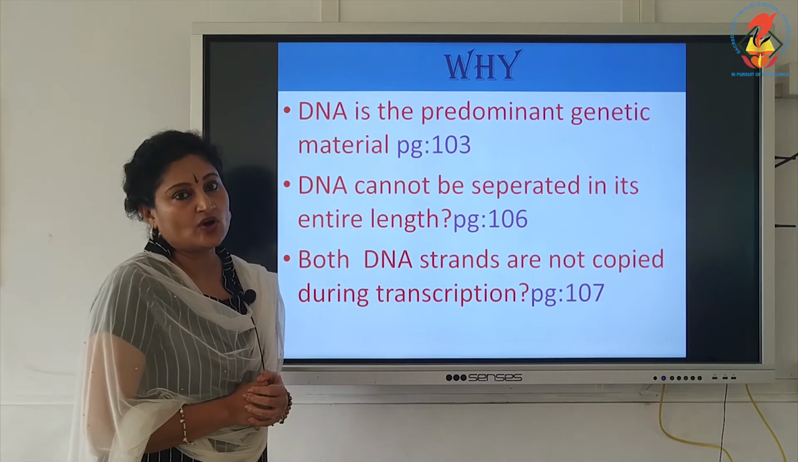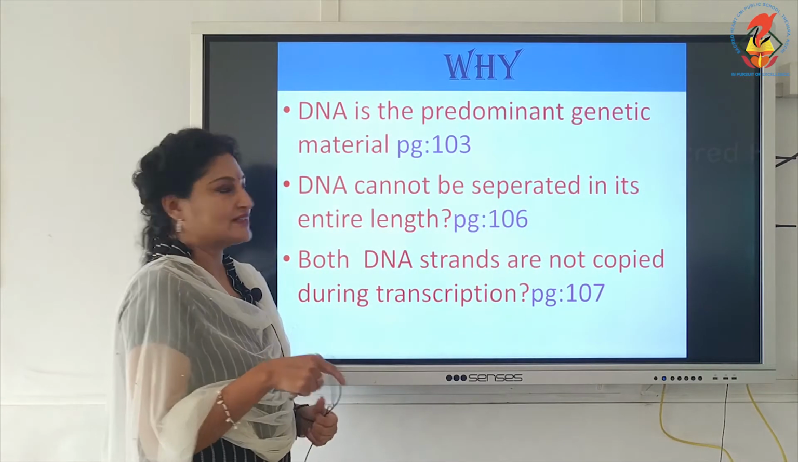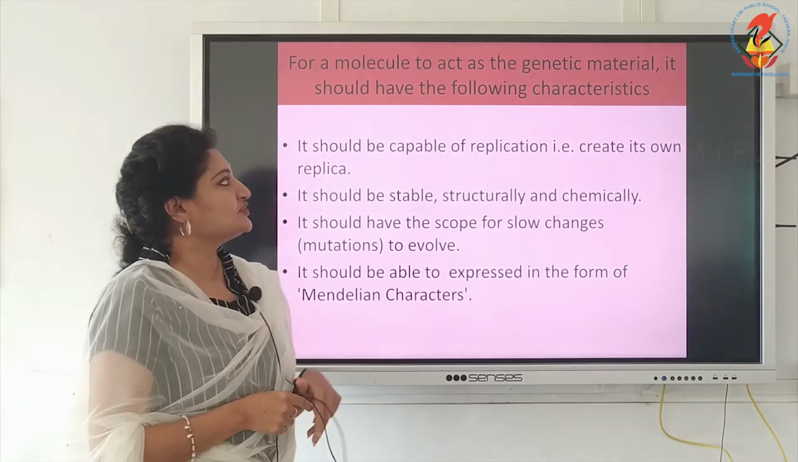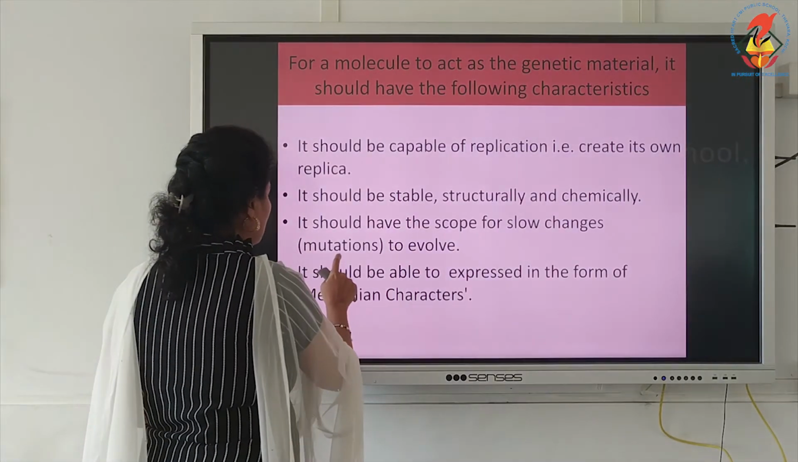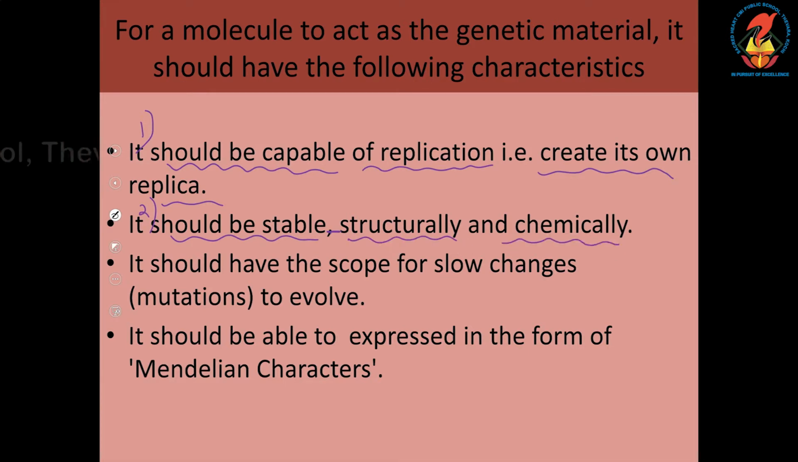DNA is the predominant genetic material. It is on page 103. For a molecule to be a genetic material, it should satisfy some criteria. So some criteria we are going to analyze now step by step. The first criterion it should fulfill is that it should be capable of replication, that is creating its own replica. Second criterion, it should be stable, that is both structurally and chemically.